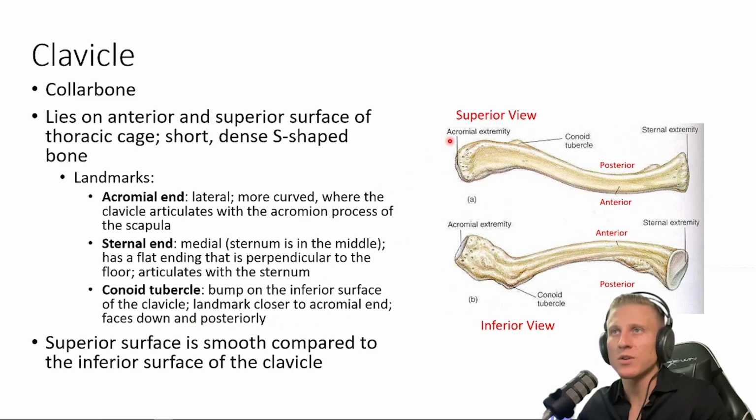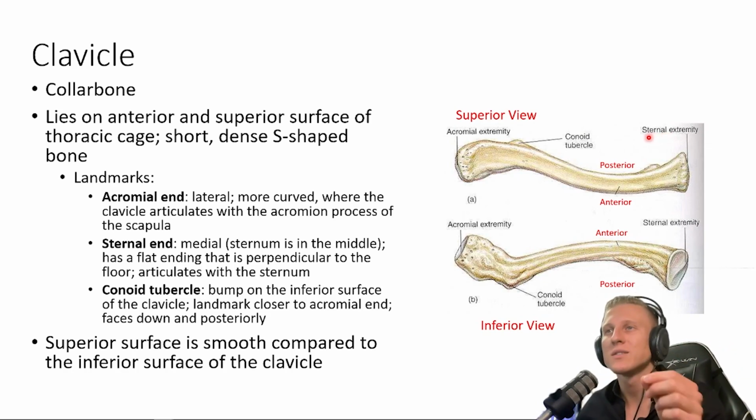Okay. So we have the acromial end, lateral side. We have the sternal extremity on the medial side. That's attaching to the sternum, right? Same sort of naming conventions we've seen before, with the temporal bone and the zygomatic process, because that's attaching to the zygomatic bone. Same sort of thing here with acromial and sternal. Those are big hints. And we already mentioned conoid tubercle. So we'll keep it relatively simple there.